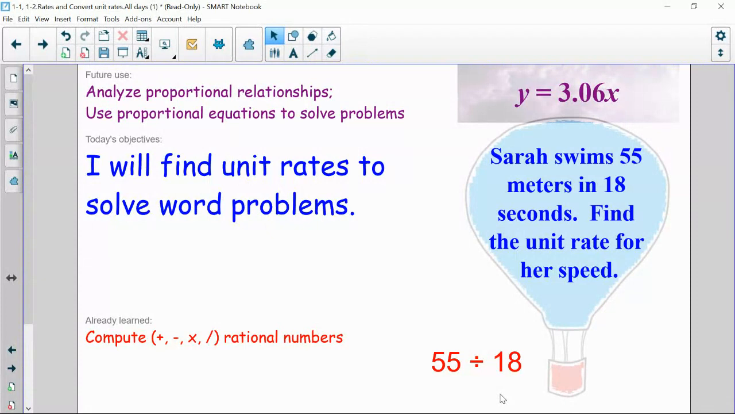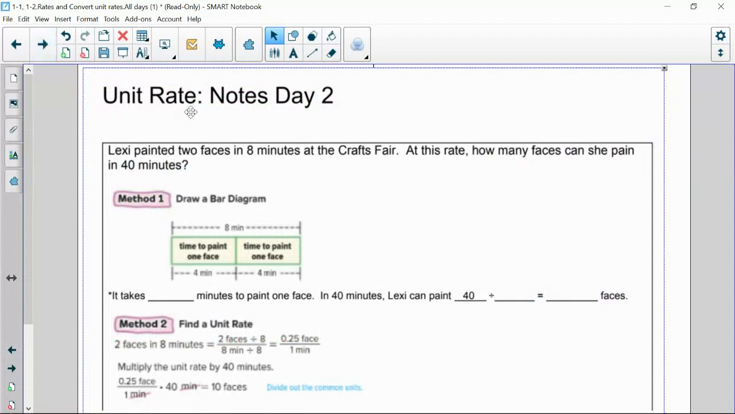Okay, so today we are going to focus on finding unit rates to solve word problems. Now we're going to take a step up and we're going to use those word problems to help find the actual answer we need today. Okay, so here we have our unit rate notes at the top.